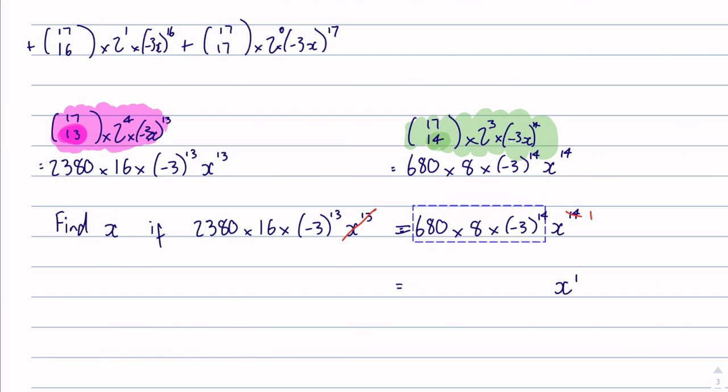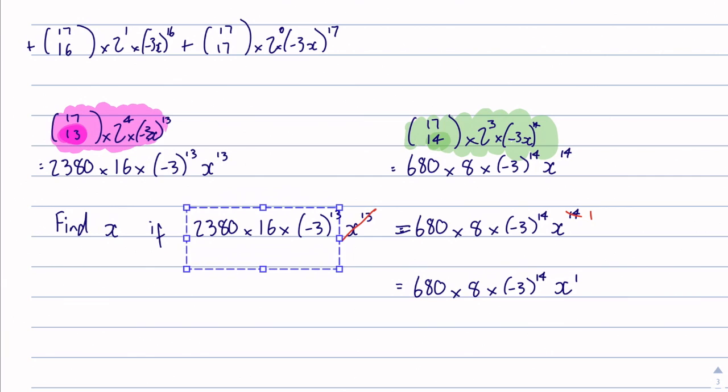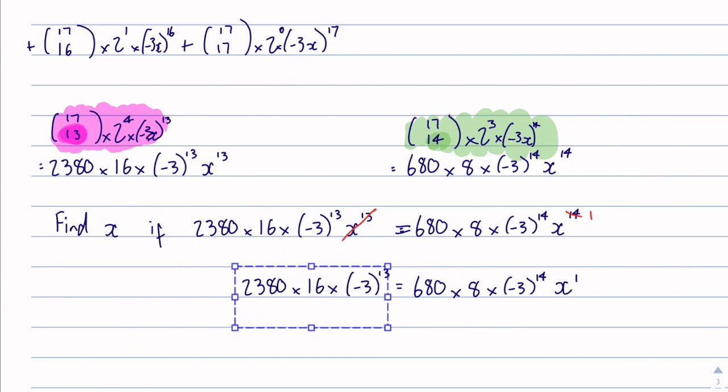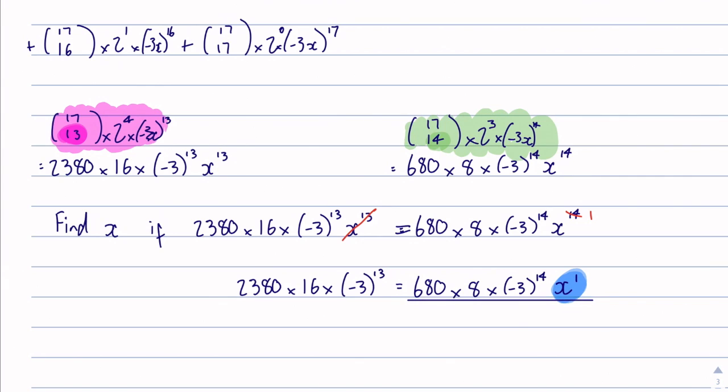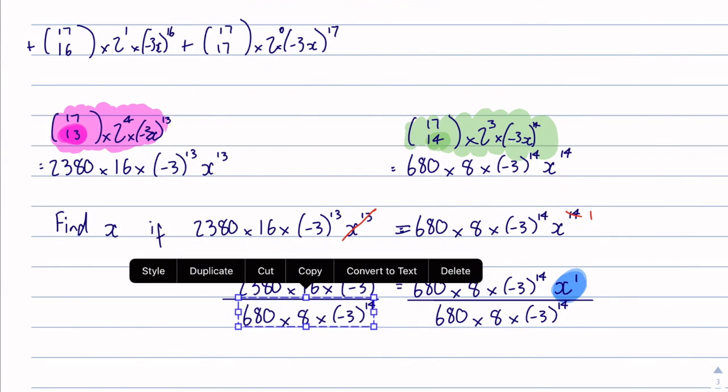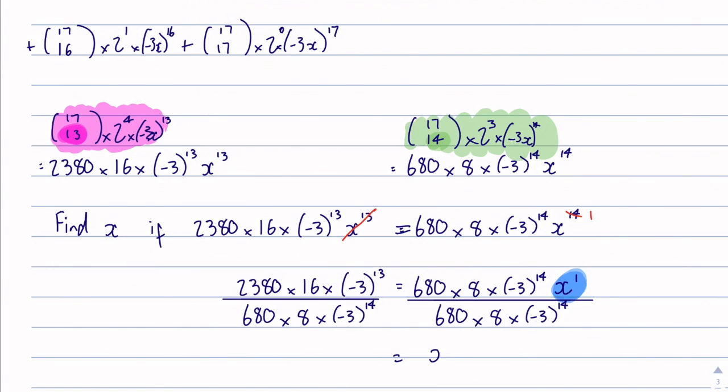Now I still have this annoying thing, and this annoying thing over here. But if I want to get x to the 1 on its own, that is just x, that's what we're trying to find, then I'm going to divide both sides by whatever's here with the x, because it's x times this. I'm going to put that on the bottom here, and on the bottom here. So, on the right hand side, I'm just left with x.